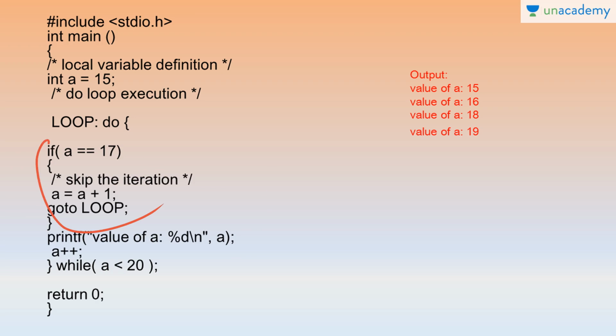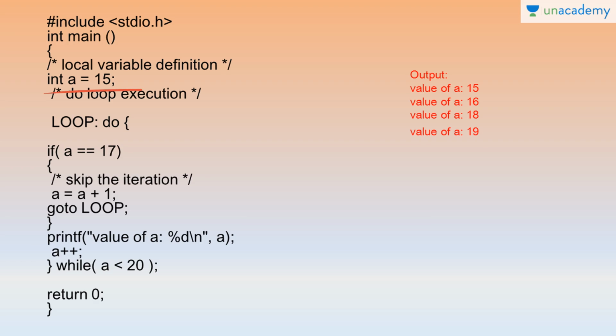In the previous example, what we had done was continue. So instead of that we are using goto loop here. So it will just simply increment and go back to the loop again to start execution. So we'll start from the first: int a is equal to 15.